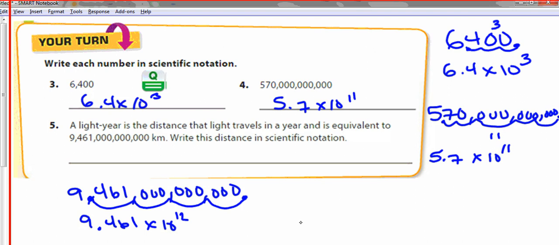So in each of these cases, it's written so that if we were to change it back to standard form, we'd have to move the decimal place 3 times to the right. Here, we'd have to move the decimal place 11 times to the right. And here, we'd have to move the decimal place 12 times to the right.